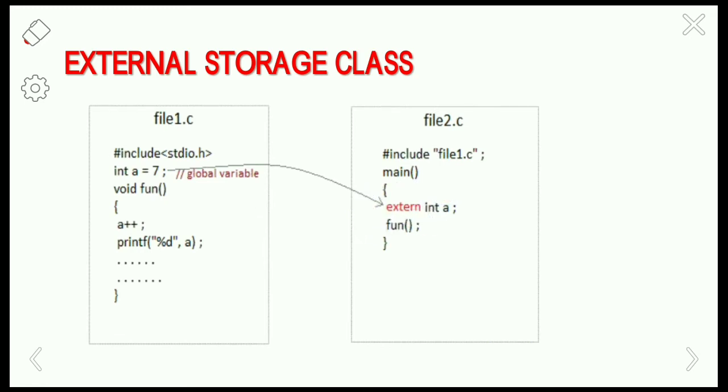The syntax of the storage class is the storage class followed by the data type and the variable. Here I want to access the variable a from another file, so I am including file1.c in the header. Inside the main function I am accessing this global variable with the extern keyword followed by int a. Without defining this variable here, I am accessing this global variable from another program. This is how we can use a global variable from another program.